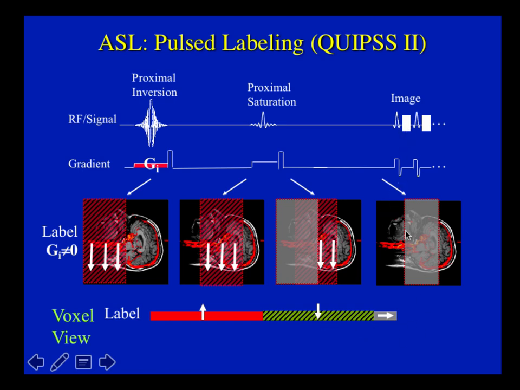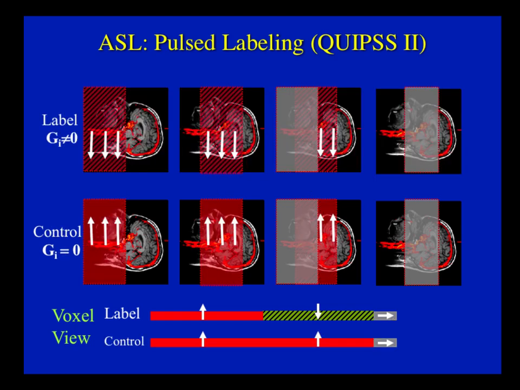So by the time we image, because we have created a well-defined bolus of inverted blood, some of the saturated blood will arrive at the tissue. That is the labeled condition. Now in this case, we have to have a control condition.